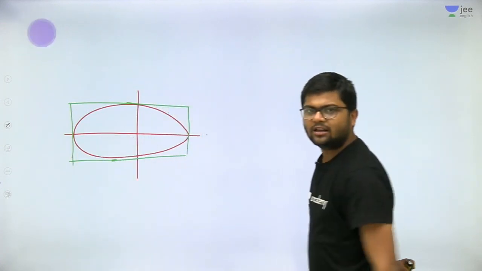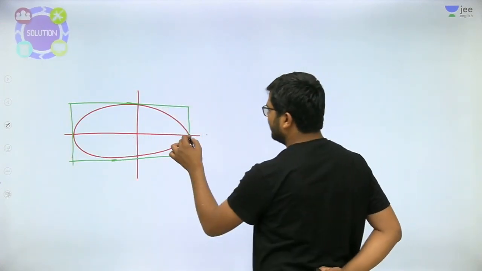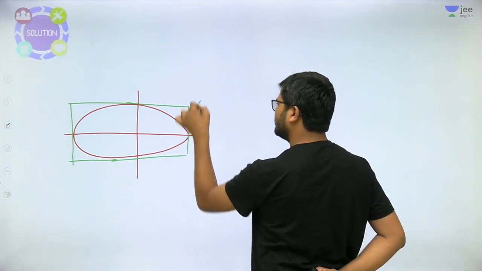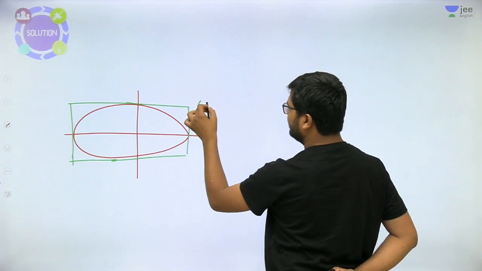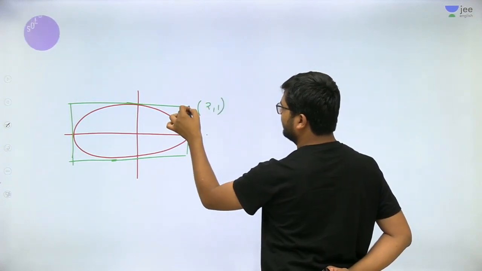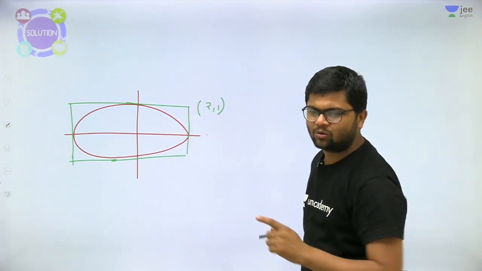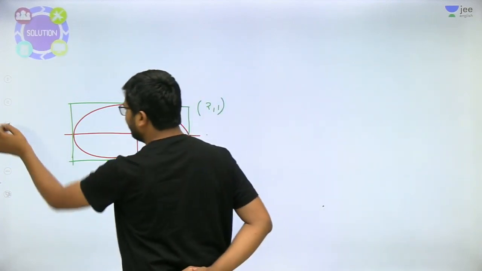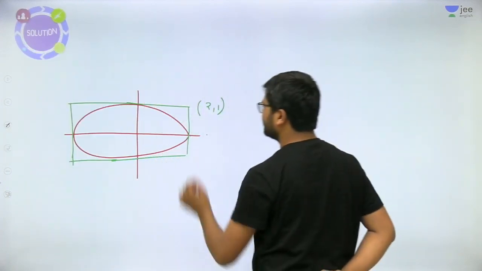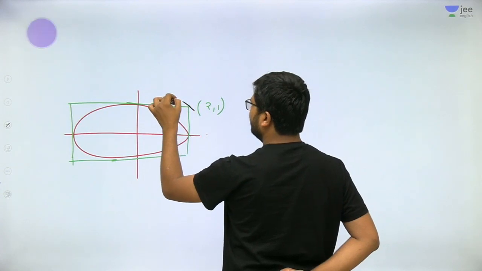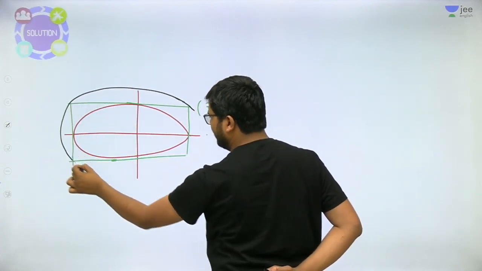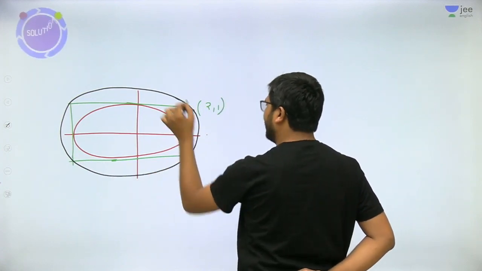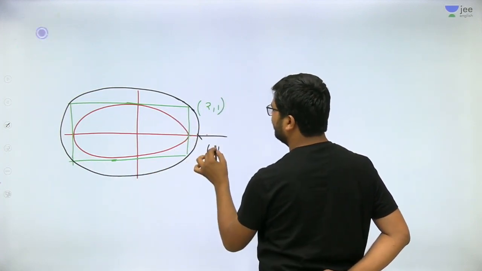Yes or no? Getting my point? Wonderful students, wonderful. Now first of all, just write the coordinates of this point. So this is 2 comma 0, this is 0 comma 1. So one vertex of the rectangle will be 2 comma 1. Getting my point? Wonderful. Now according to the question, there is also another ellipse which is inscribing this rectangle and passing through the point 4 comma 0.